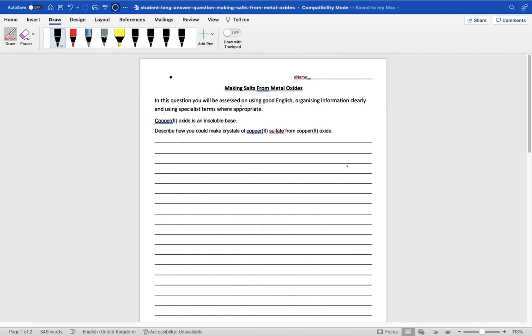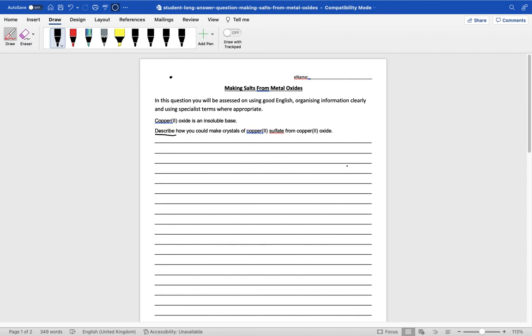In this question, you will be assessed on using good English, organising information clearly and using specialist terms where appropriate. Copper 2 oxide is an insoluble base. Describe how you could make crystals of copper 2 sulphate from copper 2 oxide.